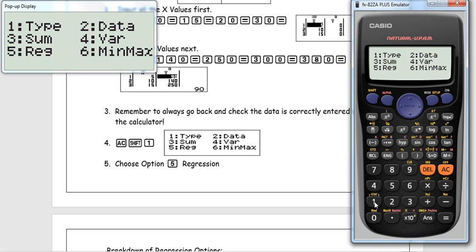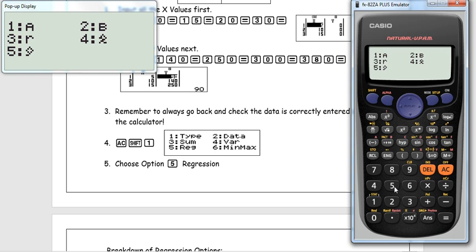What we are now faced with is our stats menu. In previous lessons we have covered this menu, but what you will notice now is option number 5 says REG. That REG stands for regression. We want to do linear regression, so we're going to move on to step number 5, which says choose option number 5, regression. So I am selecting option number 5.